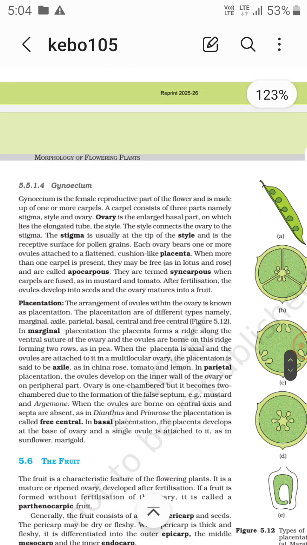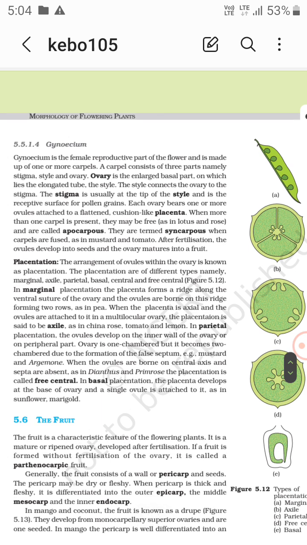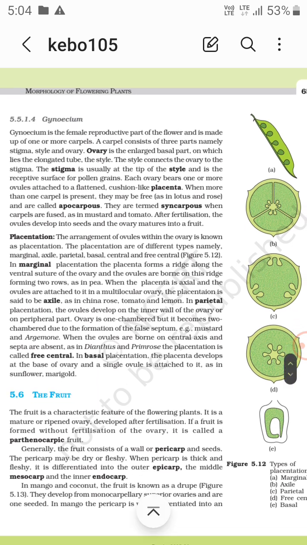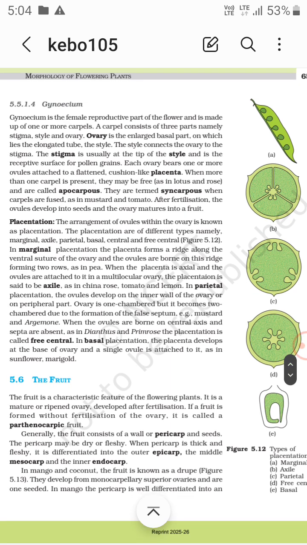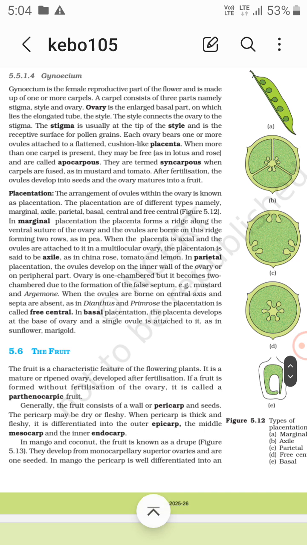Okay. Now gynoecium. Gynoecium is the female reproductive part of the flower and is made up of one or more carpels. Now stigma is usually at the tip of the style and is the receptive surface for pollen grains. Now, each ovary bears one or more ovules attached to a flattened cushion-like placenta.